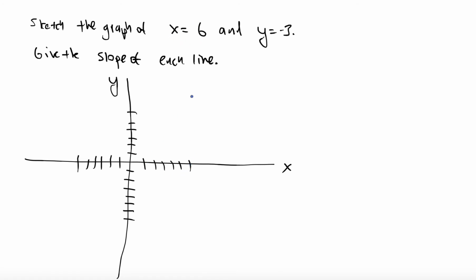Well, here's x equal to 6. This is just going to be a vertical line. So that's going to be a vertical line. It goes through the x-axis at the point 6. What is the slope of this vertical line? The slope of any vertical line does not exist.